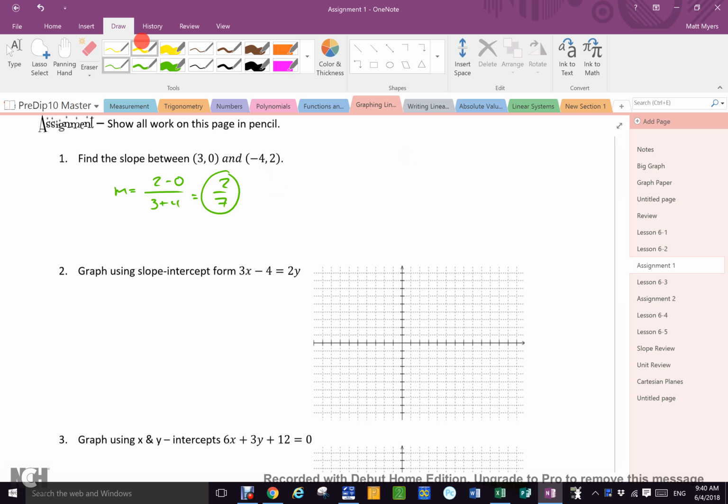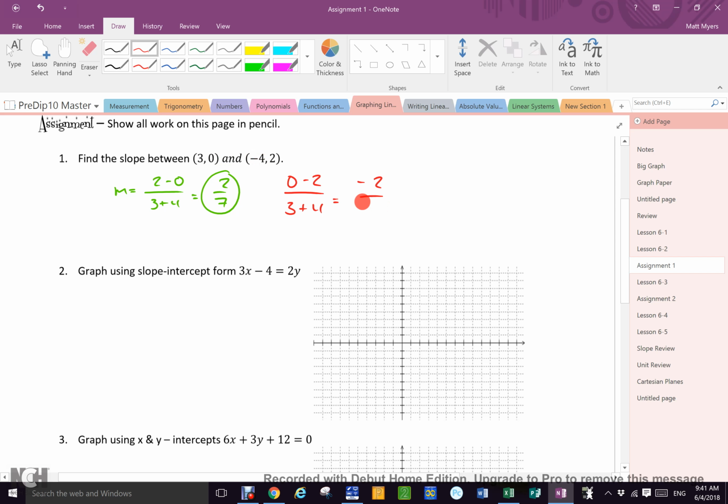If you go the other way, then you get 0 minus 2 over 3 plus 4, which is negative 2 over 7. Wait a minute, negative 4 minus 3. Stop. If you went the other way, it was 0 minus 2, because I did 2 minus 0.